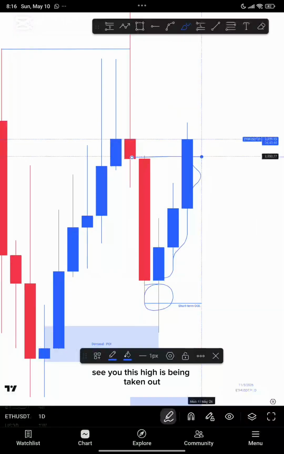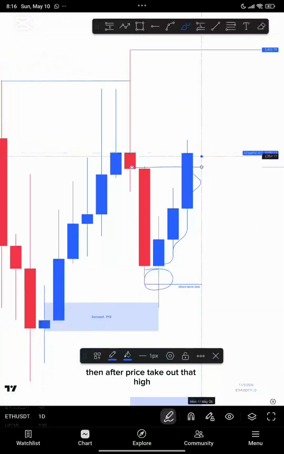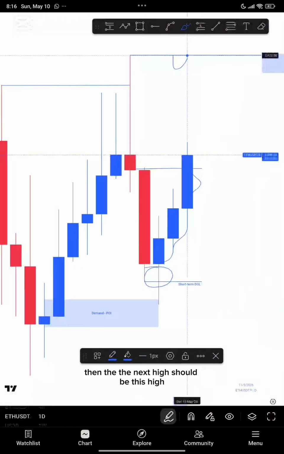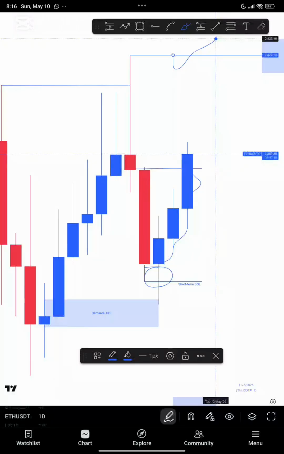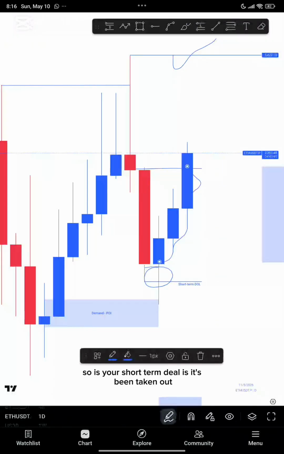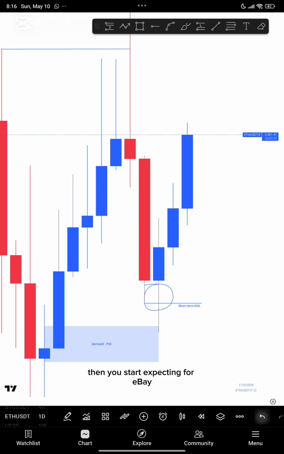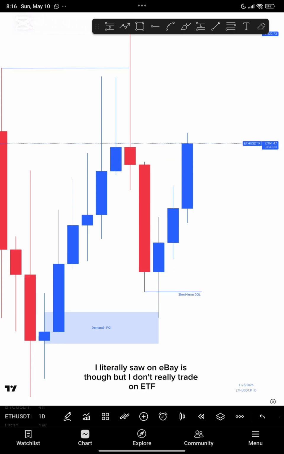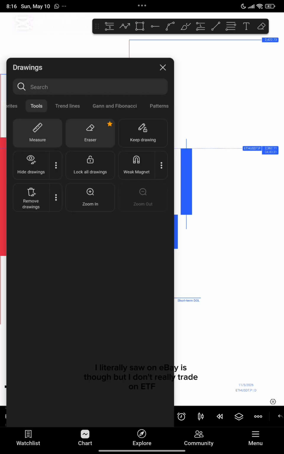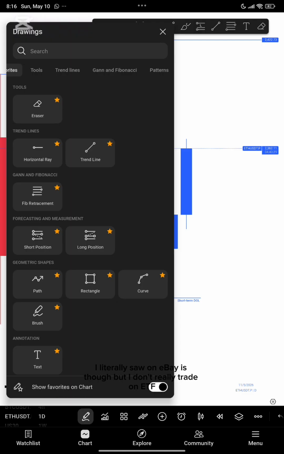So this high has been taken out, and after price takes out that high, the next high should be this high. The next high should be probably that high as your liquidity target. So your short-term draw has been taken out, then you start anticipating for a buy. I literally saw a buy though, but I don't really trade ETH.